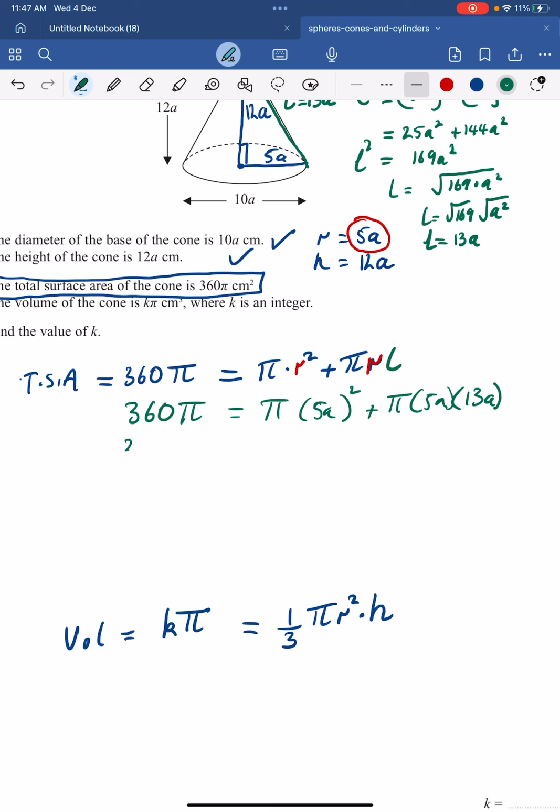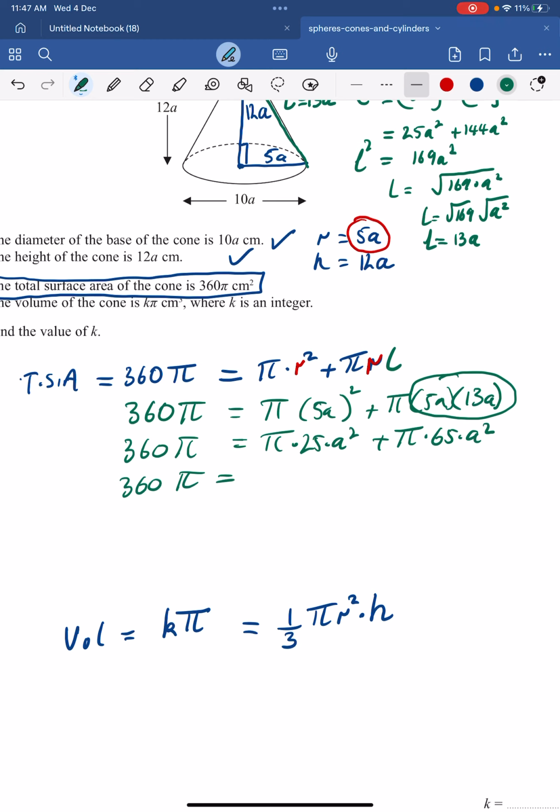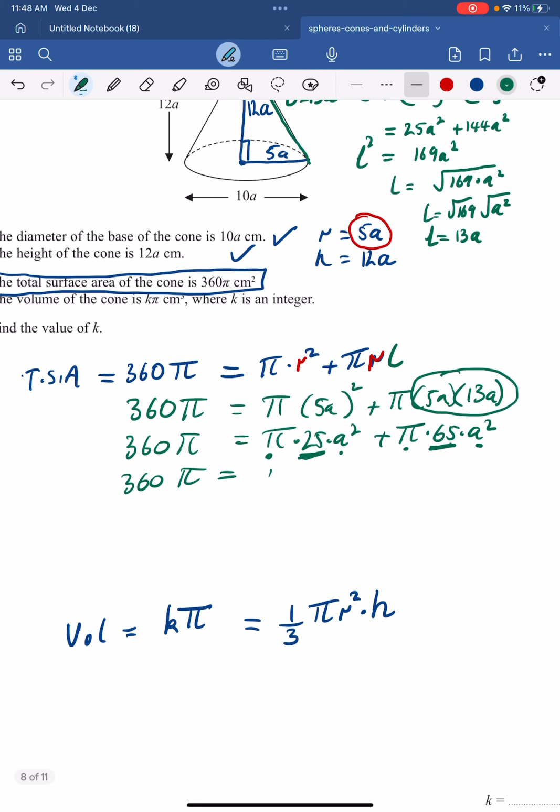And now let's go and tidy this up. 360 pi here, and that's pi, this is 25a squared, plus pi here. Now these numbers are all multiplied together, so we can do the numbers first. That's 65, and then that's a squared. On this side, can you see that I've got 25 and 65, and it's identical terms, right? So we can actually add them together. 60, 70, 80, that's 90 pi a squared.